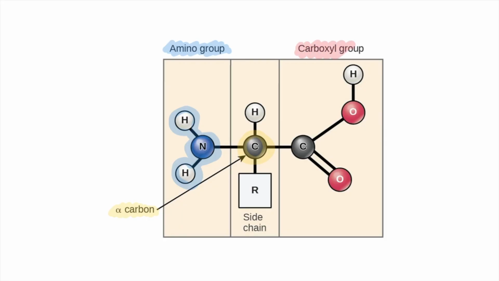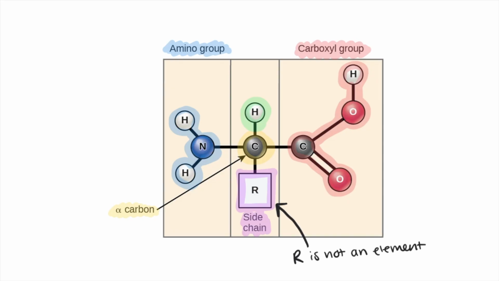That central carbon is also attached to a carboxyl group, a carbon double bonded to an oxygen, and also bonded to an oxygen and a hydrogen. It's additionally bonded to one singular hydrogen, and then the R group or side chain. Note that R here is not an element, it's a placeholder because there are many different amino acids and they have different identities because of those different side chains. The backbone of the amino acid is everything but the side chain. So all the nitrogen, hydrogen, carbon, and oxygen that you see here, this is the same for every single amino acid.